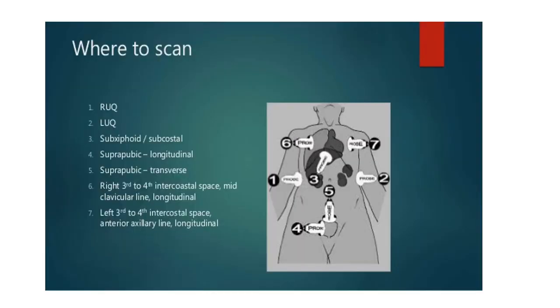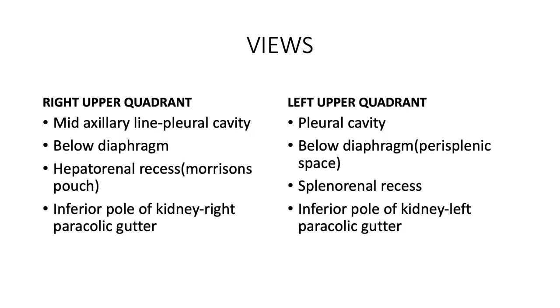So where do we scan? Again, the right upper quadrant, the left upper quadrant, below the xiphoid, the suprapubic area, and in the extended version, the 3rd to 4th intercostal spaces in the mid-clavicular line on both sides. So for the views in the right upper quadrant, we extend our probe in the mid-axillary line.